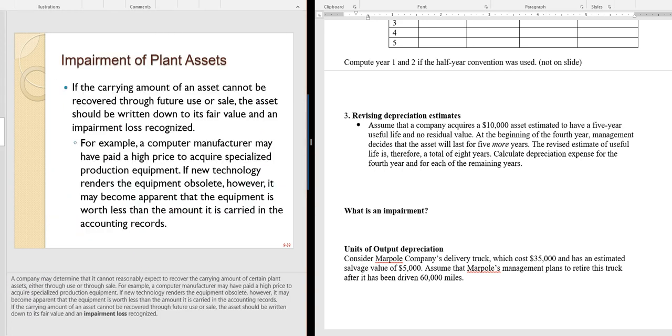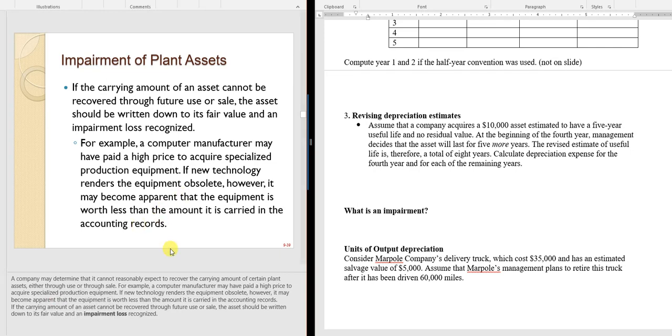What is an impairment? An impairment is when an asset is no longer, let me back up. The definition of an asset is current or future benefit. And if an asset doesn't have as much current or future benefit as you have it on your books for, you have to write it down. So if I have a piece of equipment that is on my books for $100,000 and new technology has made it worthless, I need to get it off my books because I don't want to mislead investors and make them think I have $100,000 worth of stuff that's pretty much useless.